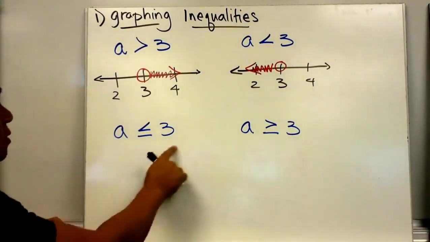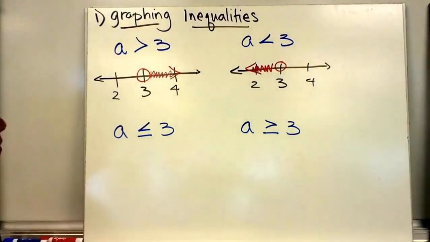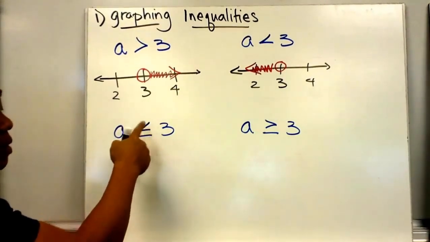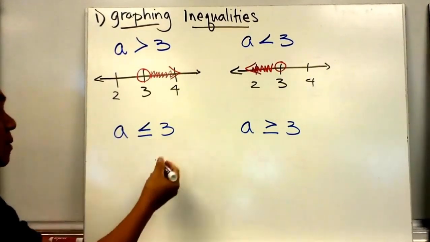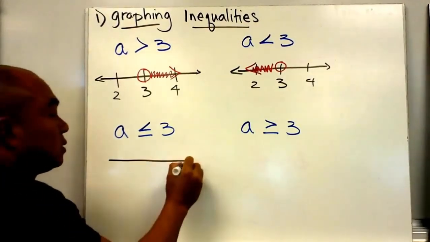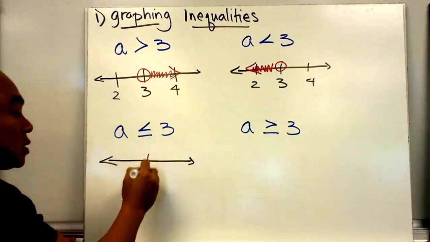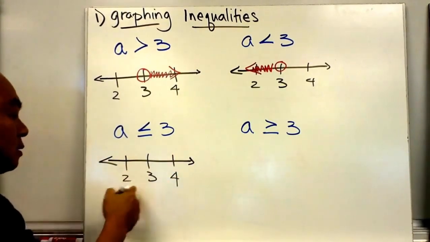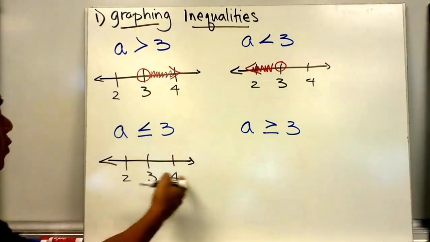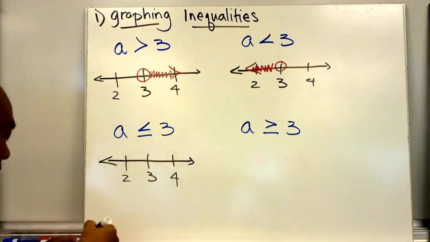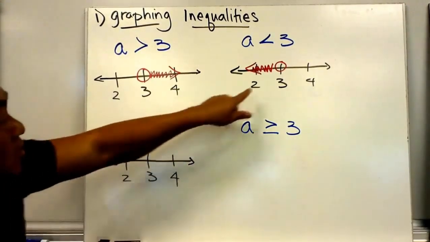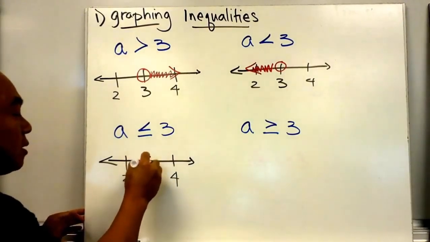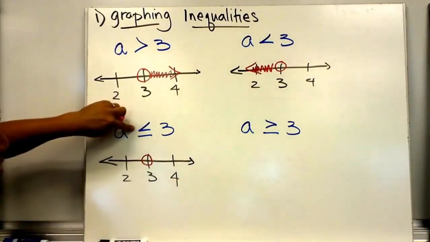Okay, so here now is the part where it gets a little bit trickier. Same thing. A is less than or equal to 3. So I don't want to make this too difficult. All you really have to do is the same thing. So I have 2, 3, 4 here. I've created my number line. I'm going to look for 3. And just like what we did up here and over here, I'm going to draw in a circle on 3. And that is for the less than part.